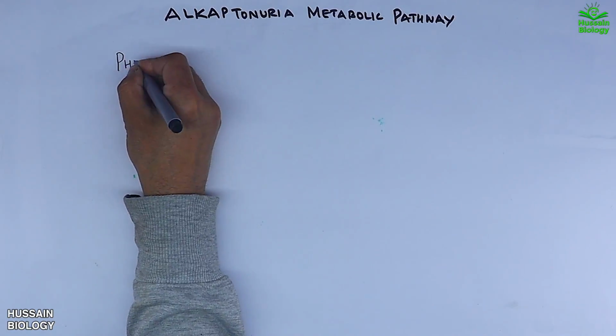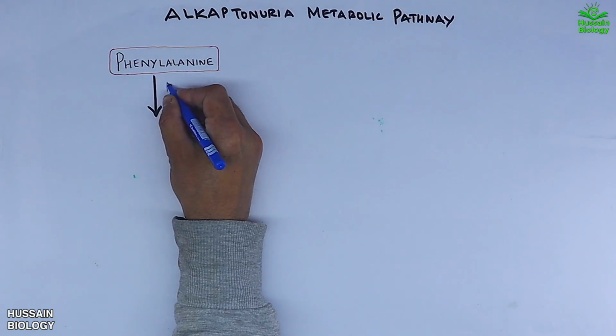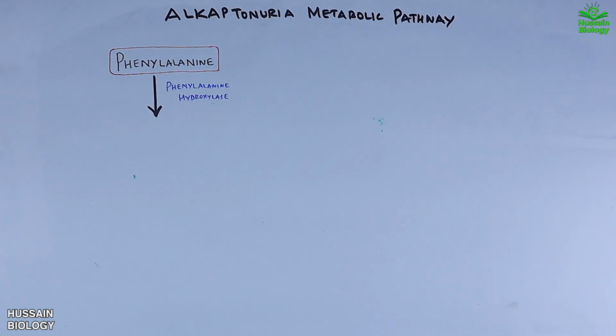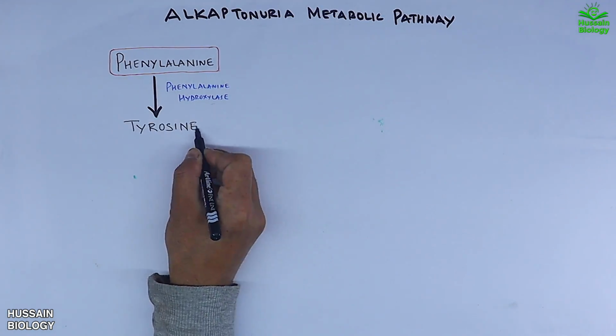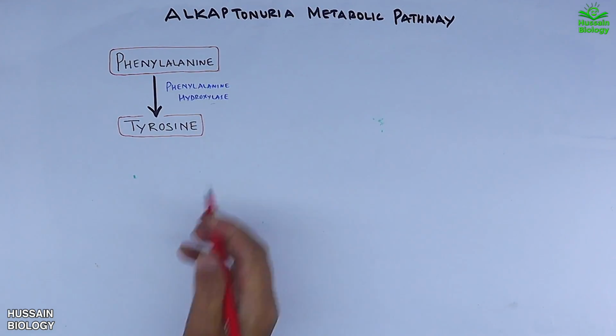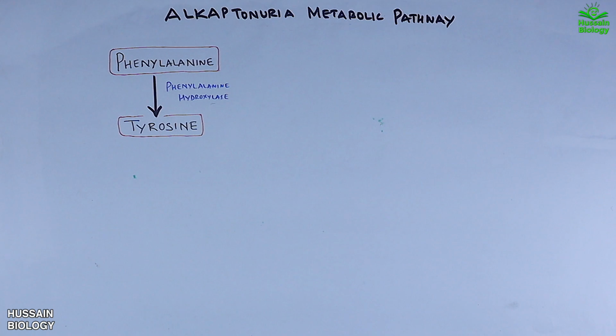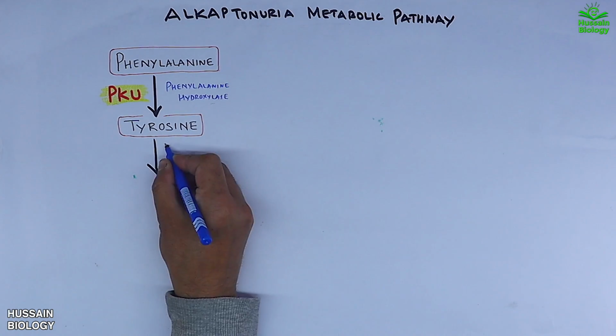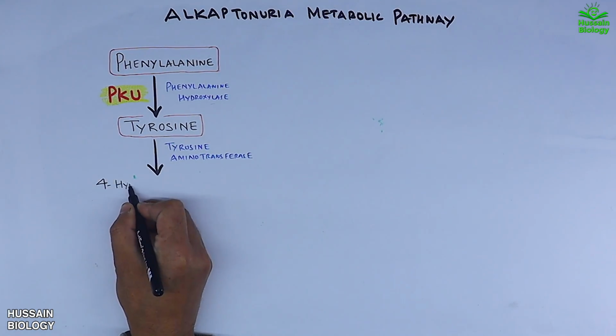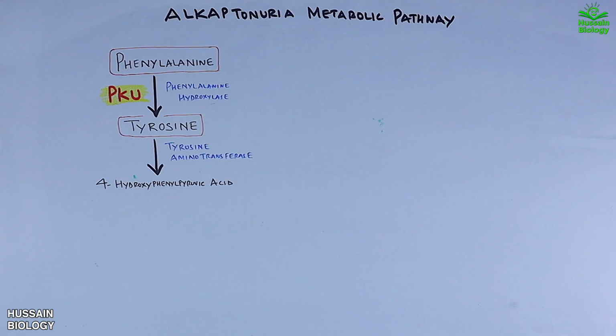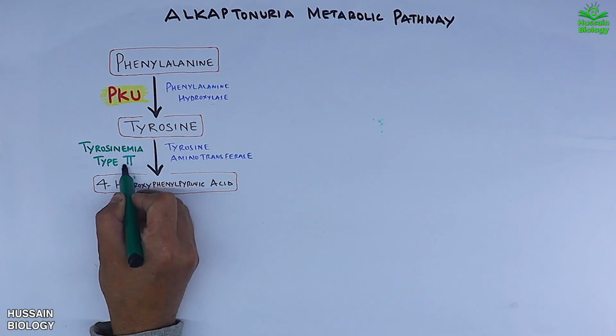It starts with phenylalanine amino acid, which is acted upon by phenylalanine hydroxylase enzyme and gets converted to tyrosine. If this enzyme, that's phenylalanine hydroxylase, is missing, that condition leads to PKU, that's phenylketonuria, which we have already discussed. Then this tyrosine is acted upon by tyrosine aminotransferase enzyme, and we get the 4-hydroxyphenylpyruvic acid. And if this aminotransferase enzyme is missing, that condition is termed as tyrosinemia type 2.